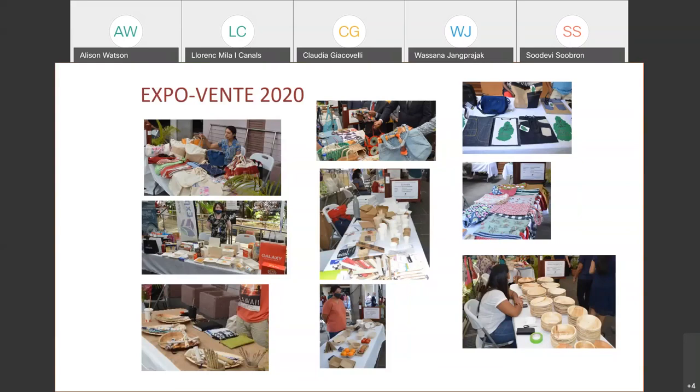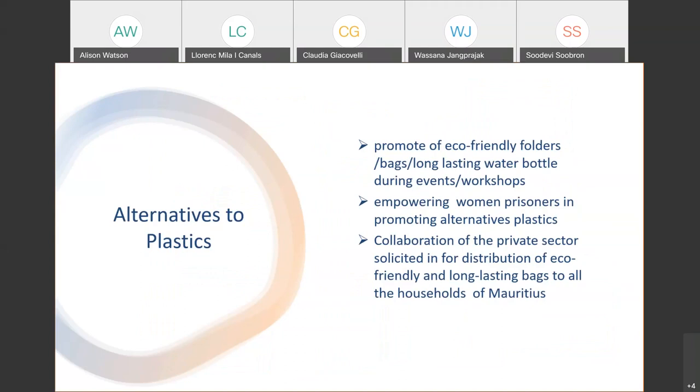So these are alternatives that are being promoted. We are promoting eco folders, long-lasting water bottles, during our events. And we are empowering our women prisoners in promoting alternative plastic. And we are collaborating with our private sectors to solicit for distribution of eco-friendly and long-lasting bag in all our households.